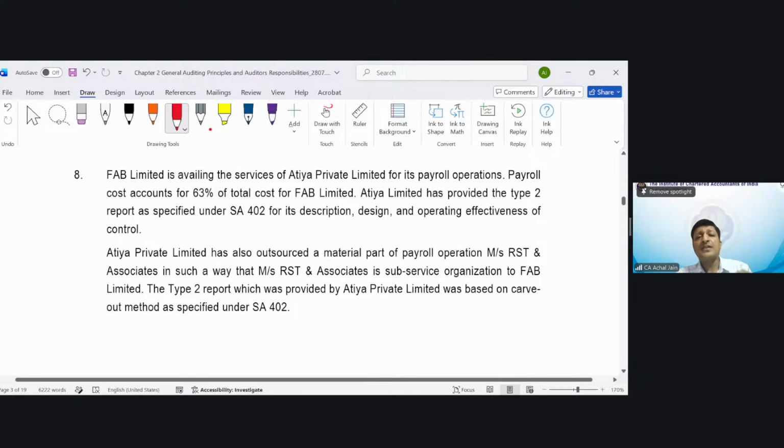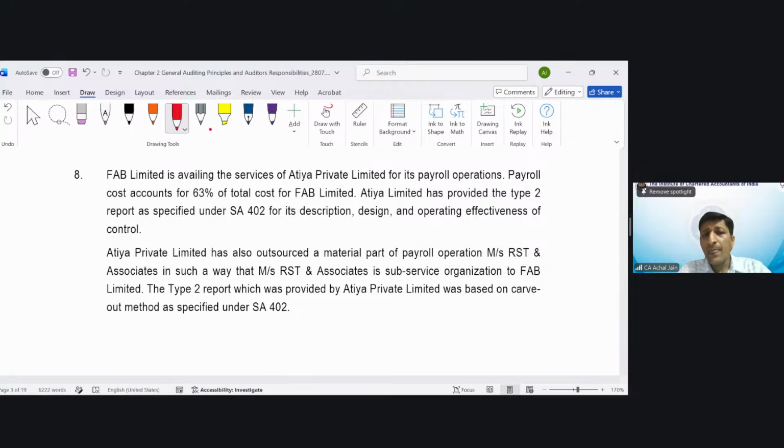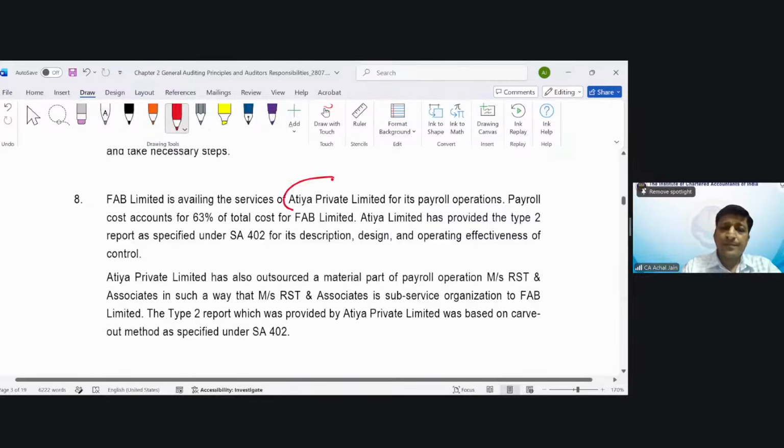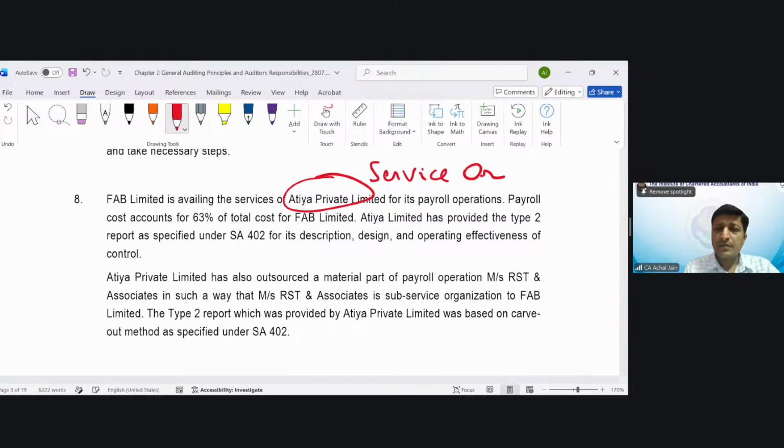Fab Limited is availing the services of Atia Private Limited for its payroll operations. Now, once again, what do we have? Service organization. Correct? Payroll cost accounts for 63% of total cost of Fab Limited. So what is the user entity? Fab Limited is the user entity.